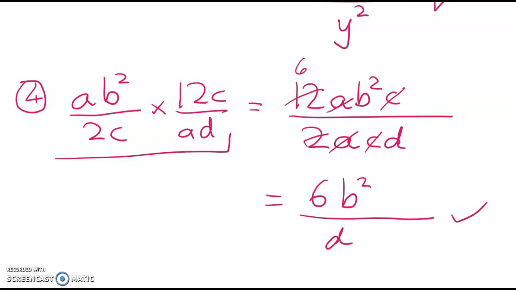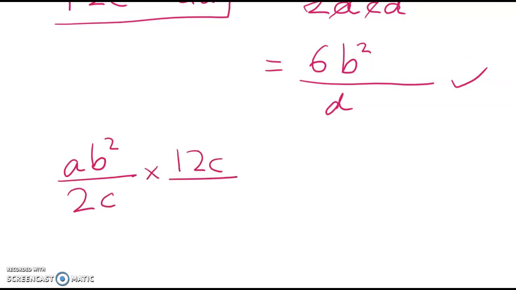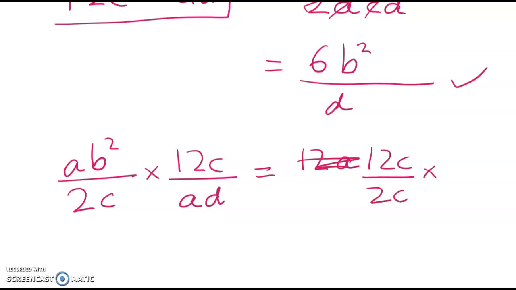Now I want to show you a second way to do this problem, which is where I simplify before I do all of the multiplication. So let's just have a look at how else I could think about that. Well, I could rewrite it like this. 12c over 2c times ab squared over ad. I'm not going to ever do that, but when I'm doing my very first one, it's a nice way to realize what's going on.